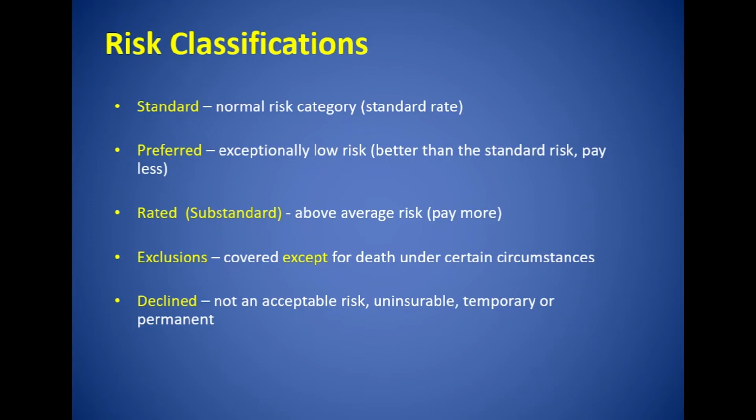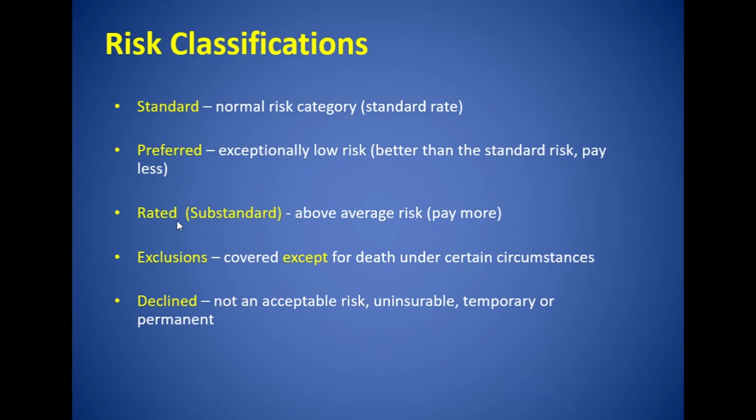Having said that, I may be the opposite. I may be substandard. In other words, I am not as healthy as the average. Maybe I have a medical condition. Maybe I'm diabetic. Maybe I've had a heart attack a while ago. Maybe I have some other health issue that leads them to believe I will have a shortened life expectancy. And so that group of people are deemed to be rated or substandard. Now, this doesn't mean they can't get insurance. They can get insurance. However, it's going to cost them a bit more.